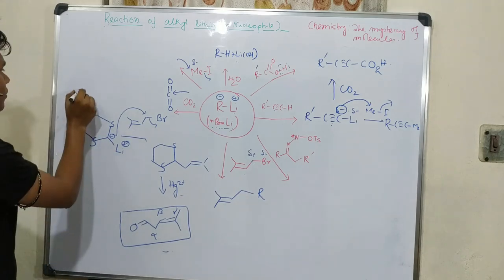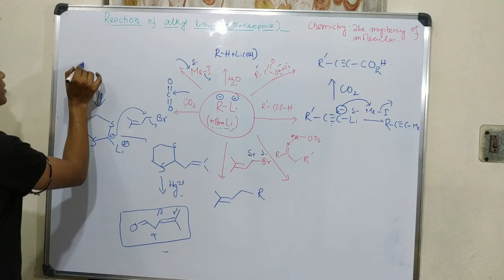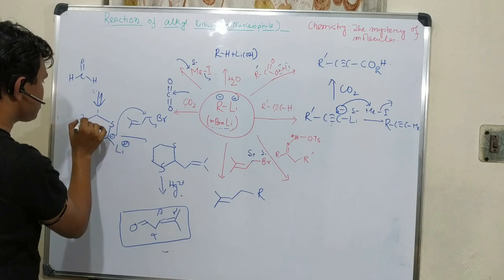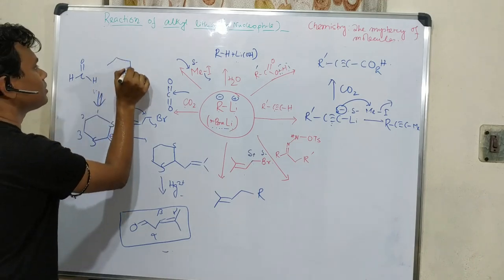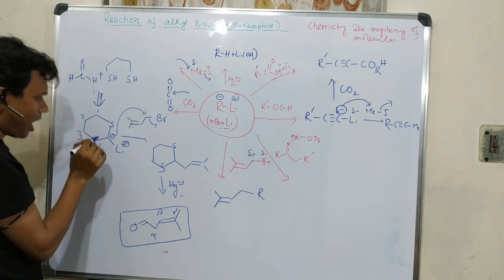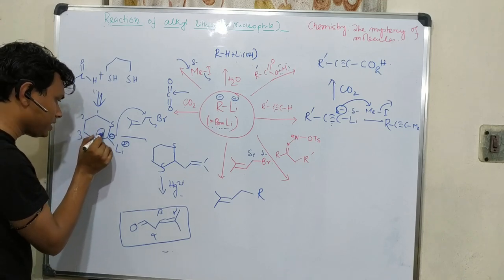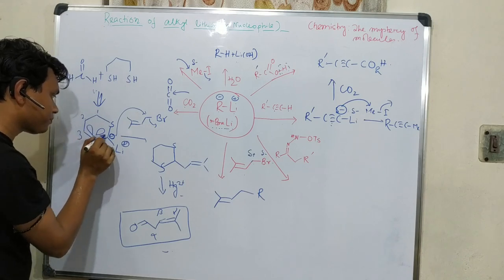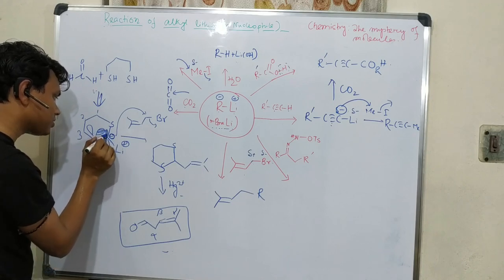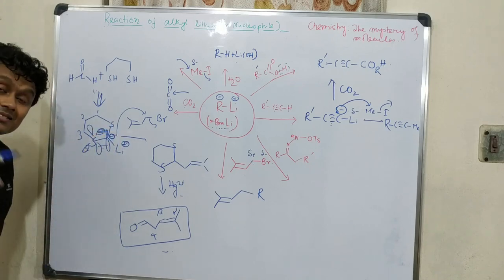This could be prepared, for example, from formaldehyde and this 1,3-dithiol. Okay, and it will be produced. And how is it stabilized? This negative charge is stabilized through conjugation with the vacant d orbitals available on sulfur. If it is in a p orbital, it delocalizes its electron density into these two sulfurs' vacant d orbitals. That's how it is stabilized.